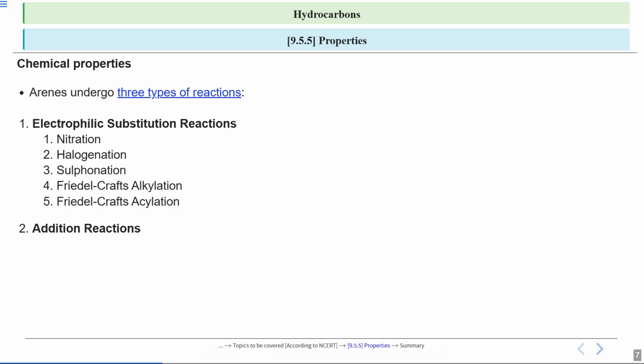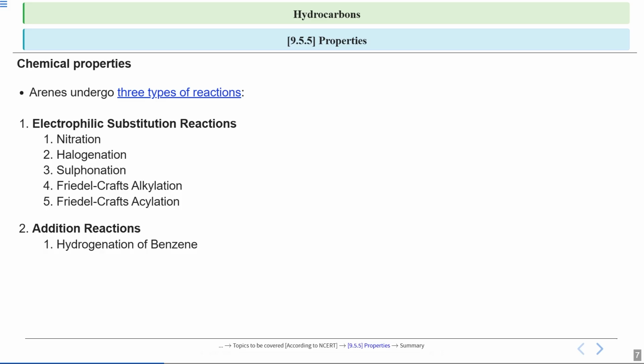The second main type of reaction is addition reaction. Unlike substitution, addition reaction breaks the aromatic ring structure, which is less common for arenes but can happen under certain conditions. Let us see some examples of those.